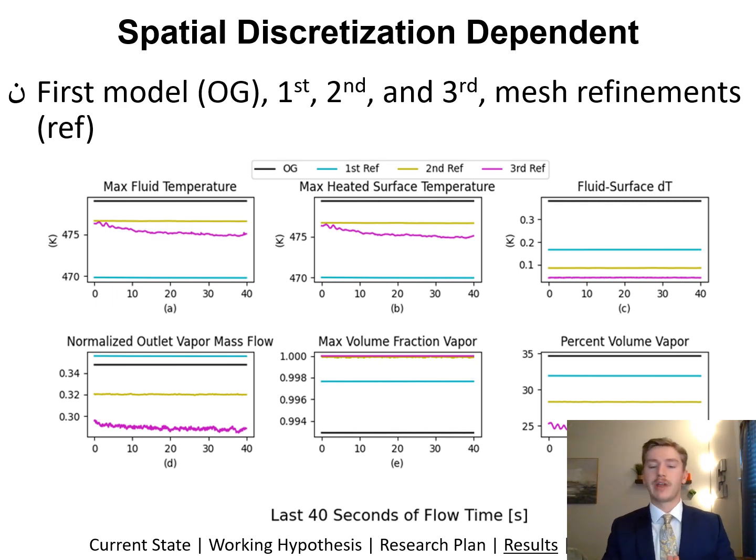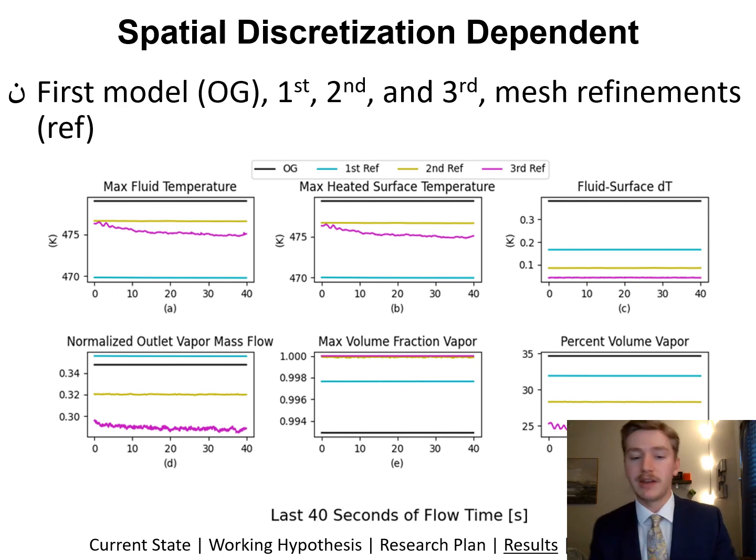The final set of verification studies involved looking at the influence of spatial discretization. The following graphs show again the same point monitors, but this time the first model and the first, second, and third mesh refinement models plotted over the last 40 seconds of flow time. As can be seen here, some models have reached a point of independence where the difference between models doesn't change. However, there are a variety of point monitors that still change drastically between models.